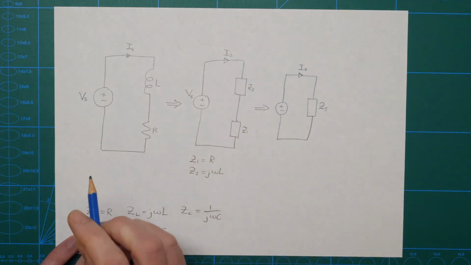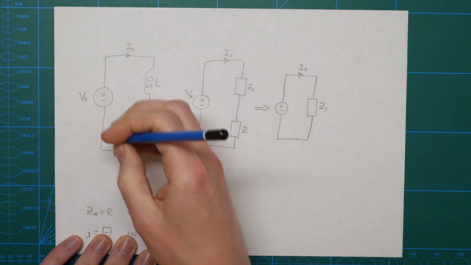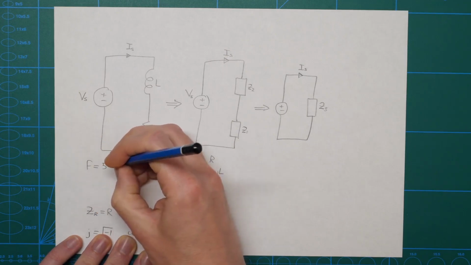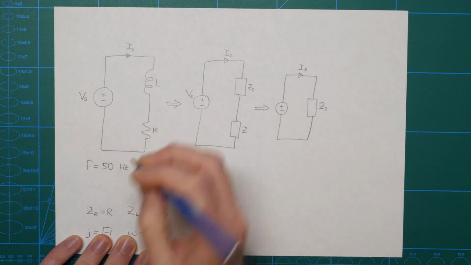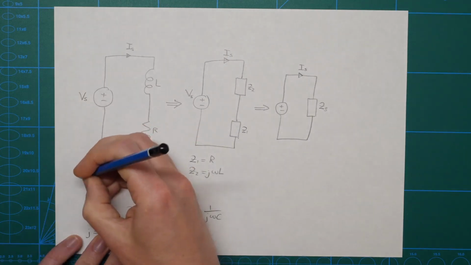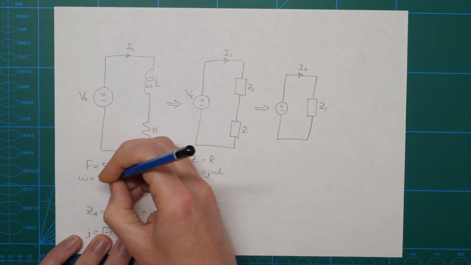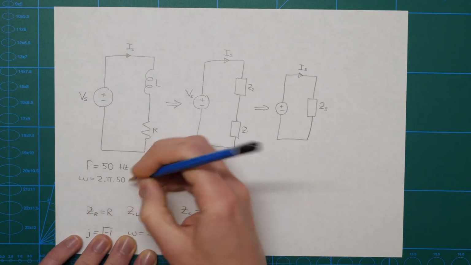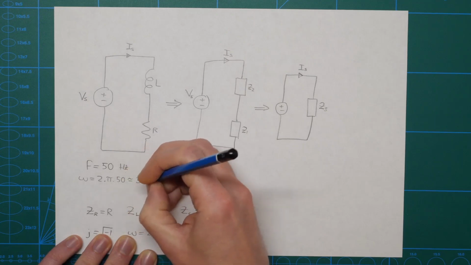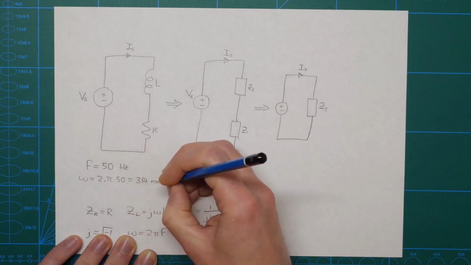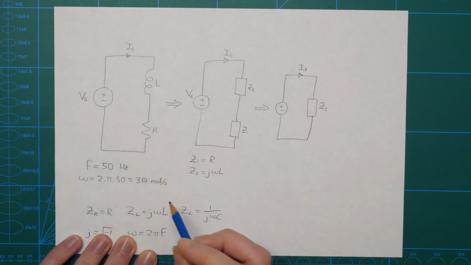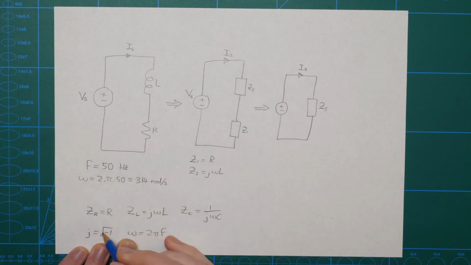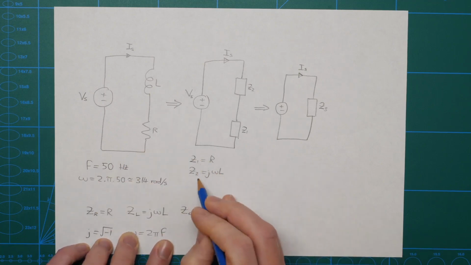I should have said in this case the frequency originally given here was 50 hertz, so this is F equals 50 hertz. Omega therefore is equal to 2 pi times 50, so that's approximately equal to 314 radians per second. Just rounded to a whole number there, but it's close to that. And as I say, J is the square root of -1. So that's how we calculate Z1 and Z2.